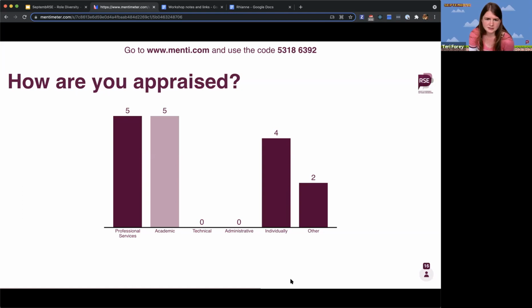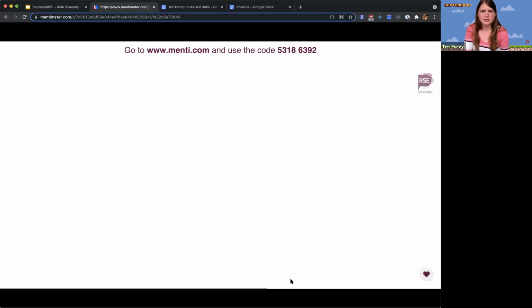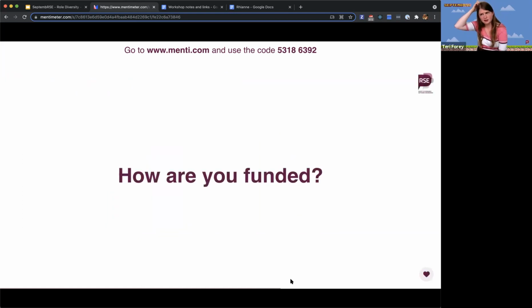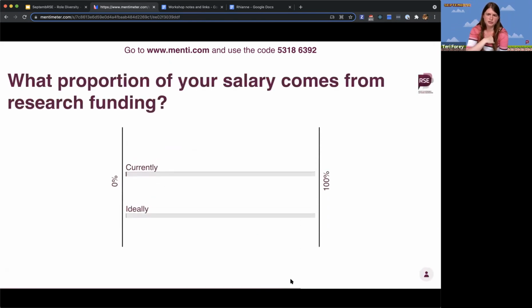Cool. So there's definitely a fairly even mix between professional service and academic. We're going to look later to see how that matches up with your contract type, and I'm sure it's going to be interesting. So I put this in, which is new for those who came to our collaborations workshop version of this. Questions about how you are funded: what proportion of your salary, if you know, comes from research funding currently, the actual realistic value, and then ideally. That might be your own personal ideal, or the ideal of your particular group. Oh, ideally less than what's current.